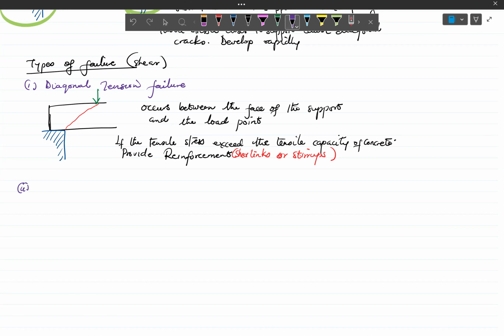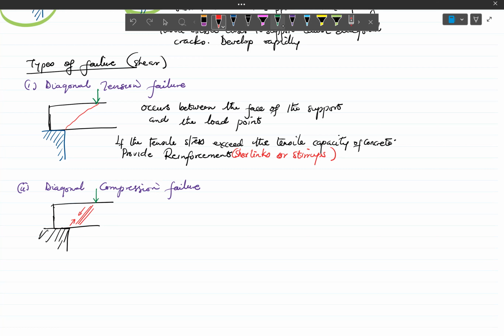Now, the next form of failure that is likely to happen is what we call the diagonal compression failure. So again, you have your structure, you have your support, all right. Then you have your load, again, some distance away. You will have some failure mode on this end, okay? But typically, this will be in compression.